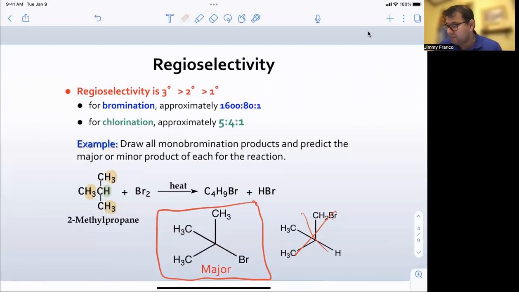All right, let's try one. So Br2, and let's use light. So hν is for light. So go ahead, pause the video and draw me the major product of this.